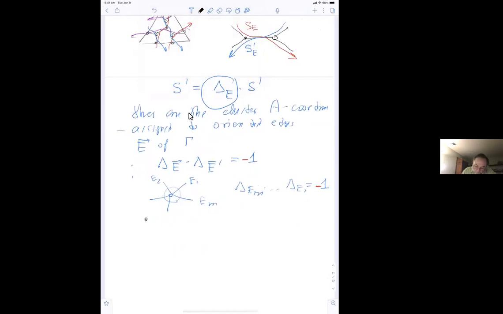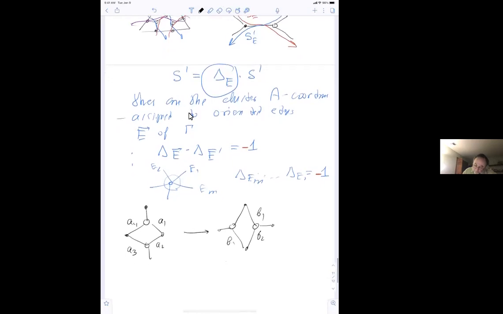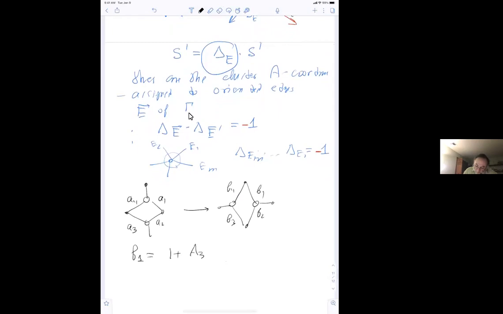Two things I want to say. So if you have this kind of 2x2 move, then you can calculate what happens with your coordinates. So suppose here we had coordinates A1, A2, A3, and A4. And here we have coordinates of this kind, B1, B2, B3, and B4. Then it turns out that B1 can be written as 1 plus big A3 inverse A3, where big AI is just the product of all of them starting with AI.